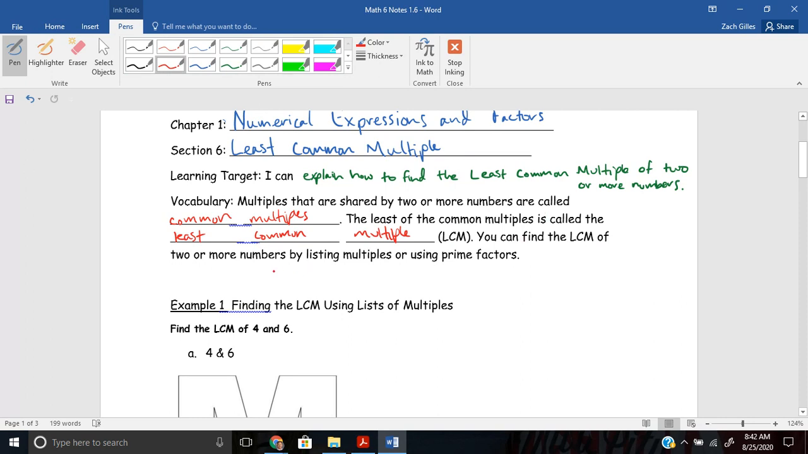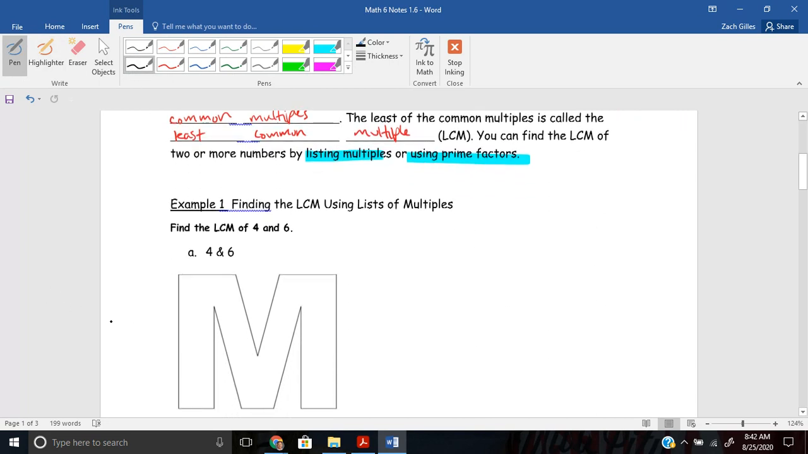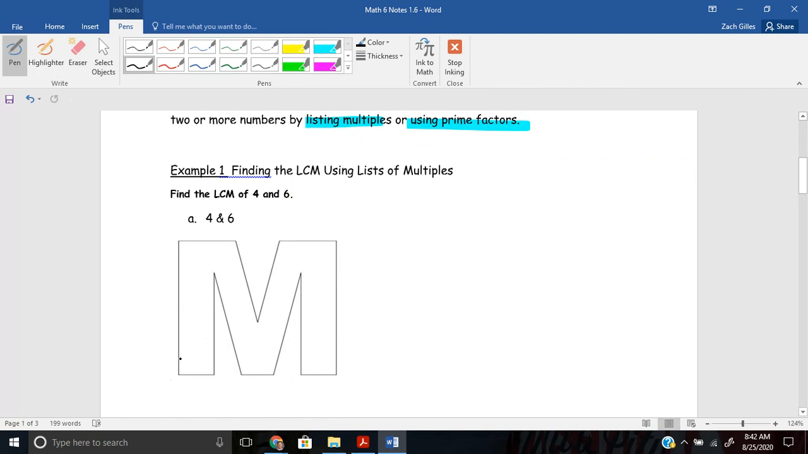You can find the LCM of two or more numbers by listing multiples or using prime factors. So there's a couple different ways to do that. I like to list the multiples normally if they're two smaller, easier numbers, but you could also use prime factors and factor trees like we've done a couple sections ago. And I'll show you how to do both of those. All right. So the first way I'm going to show you is I'm going to use this big M for least common multiple. The example says using lists.